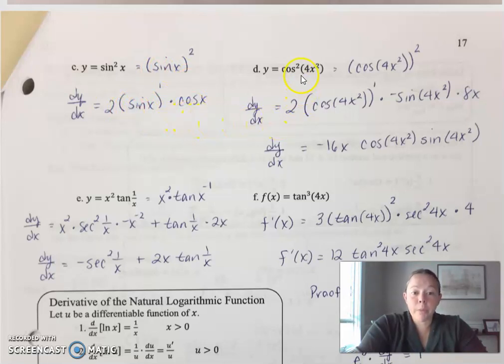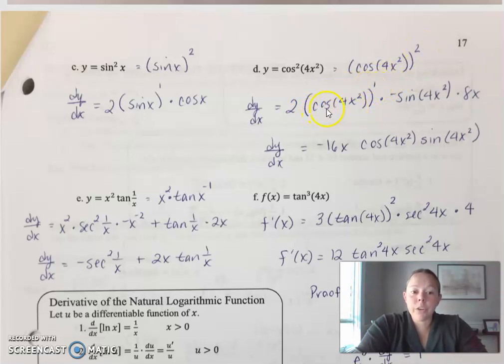Now, with this problem, again, rewrite this: cosine of 4x squared, all squared. And then you can see, oh wow, this is actually a double chain rule problem. You have the squared on the outside, and then inside, cosine is the outside of this part, the 4x squared. So start with the outermost function. Deal with the 2 first. Pull that 2 down in front. All of this stays the same. Oh, and don't forget to subtract 1 from the exponent.